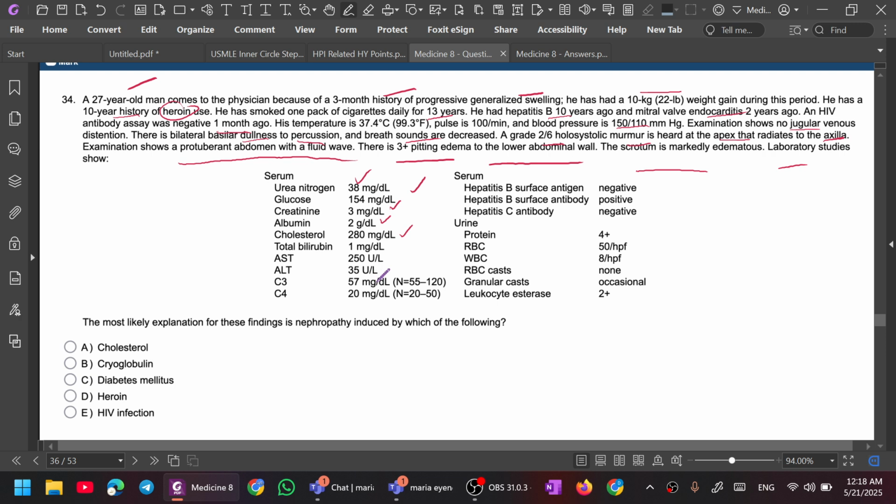AST 250, ALT 35, C3 is normal, C4 is also normal. Hepatitis B surface antibody positive, hepatitis C antibody negative, urine protein is 4 plus, RBC 50, high power field WBC 8, there is no RBC cast, granular cast is occasional, leukocyte esterase is 2 plus. The most likely explanation for this finding is nephropathy induced by which of the following?